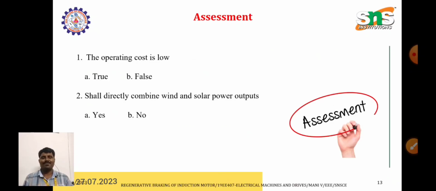Now the assessment for you. Put your answers in the comment section. The first question: the operating cost is low, true or false? The second question: can we directly combine the wind and solar power outputs? Shall we combine both outputs of solar and wind directly, yes or no?